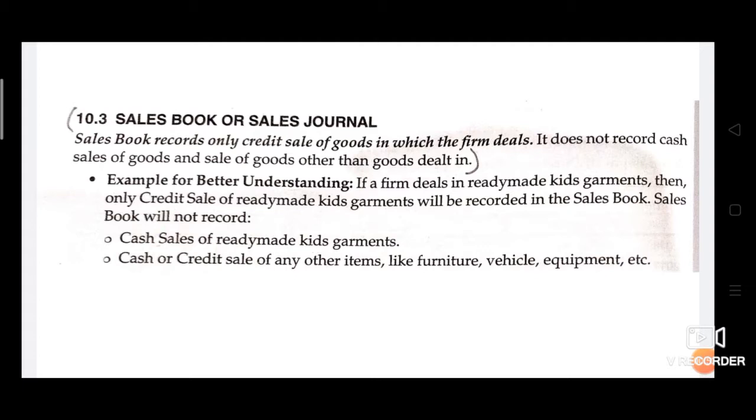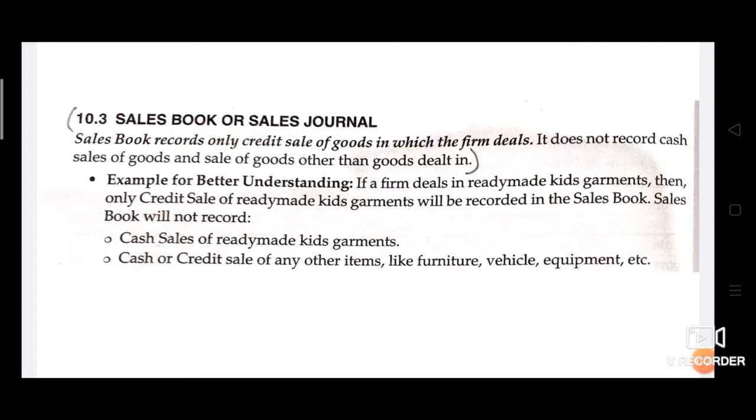Now, the concept of goods will be different for different businesses. See, one example is given here. If a firm deals in ready-made garments, kid garments, then only credit sale of ready-made kid garments will be recorded in the sales book. Sales book will not record cash sale of ready-made kid garments or cash or credit sale of other items like furniture, vehicle, equipments, etc.